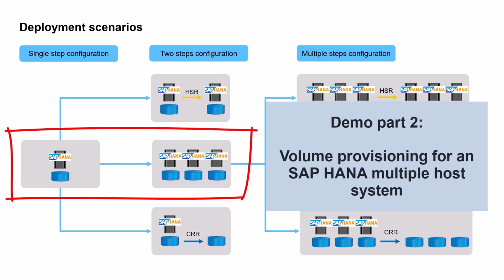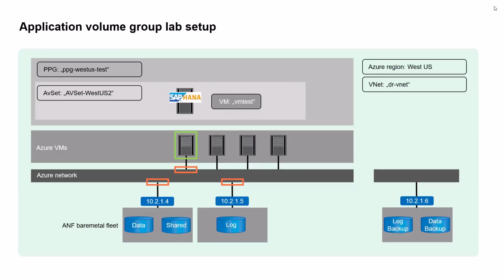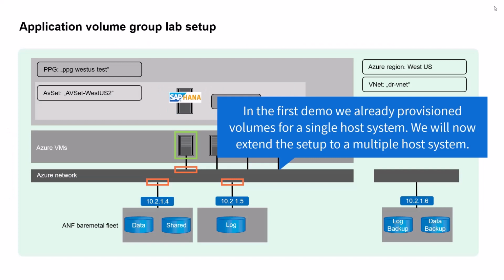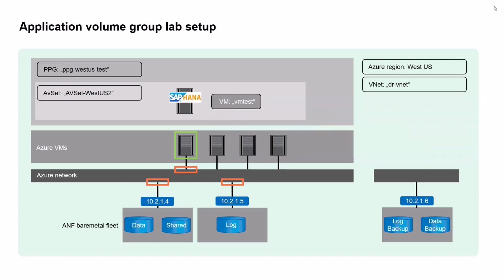As shown in this figure, the volume provisioning for an SAP HANA multiple host system is a two-steps configuration. First, you need to execute the application volume group workflow for a HANA single host, and then you extend the configuration by adding HANA hosts. In the first demo, we already provisioned the volumes for a HANA single host system, and this demo will now show how we can extend the configuration to a multiple host system.